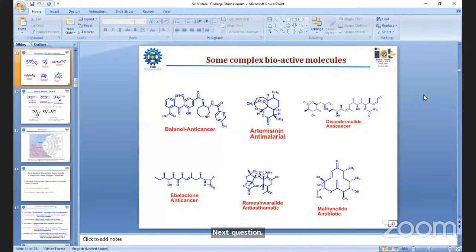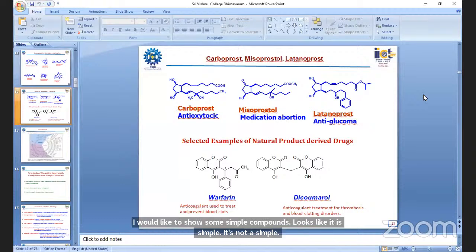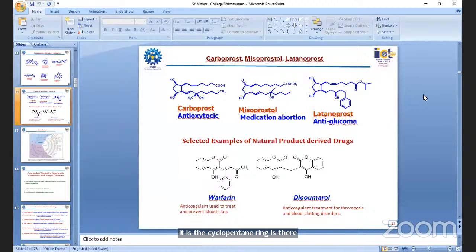Next slide, please. I would like to show some simple compounds. They look simple, but they are not. A cyclopentane ring is there. These look like similar compounds with similar structures. One has an olefin, another an ester, another a carboxylic acid with a hydroxy group, and another a ketone with a hydroxy.